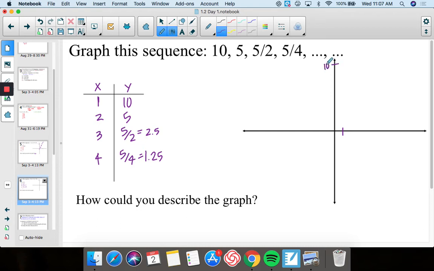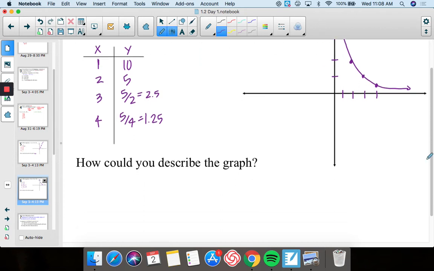All right, graphing this. 1 goes up to 10, 2 to 5, approximately there, 3 to 2.5, and 4 to 1.25. Describing this, it is obviously not a straight line. So if it is not a straight line, we describe these graphs as exponential. And we can see with these that it is geometric, meaning that it was going down by division or multiplication.